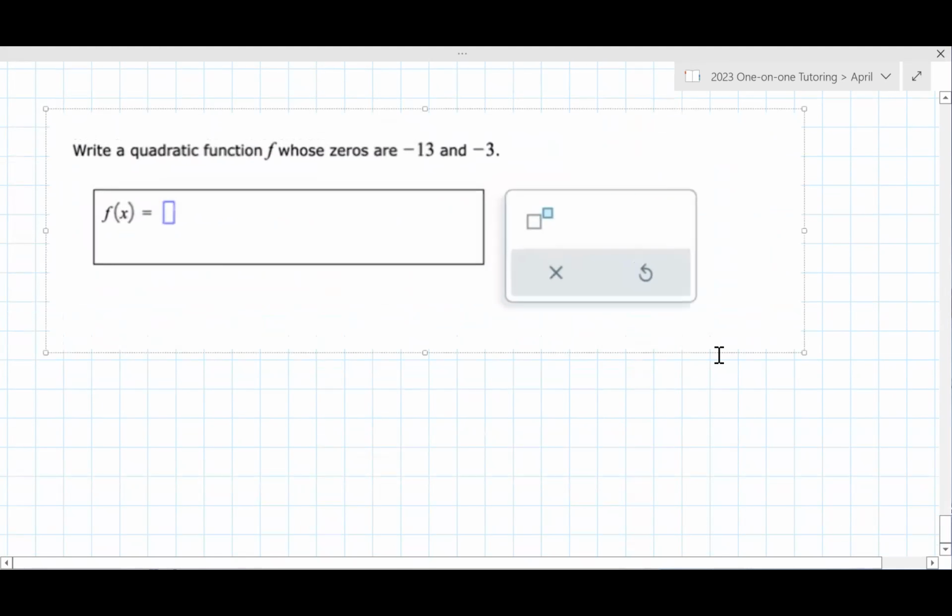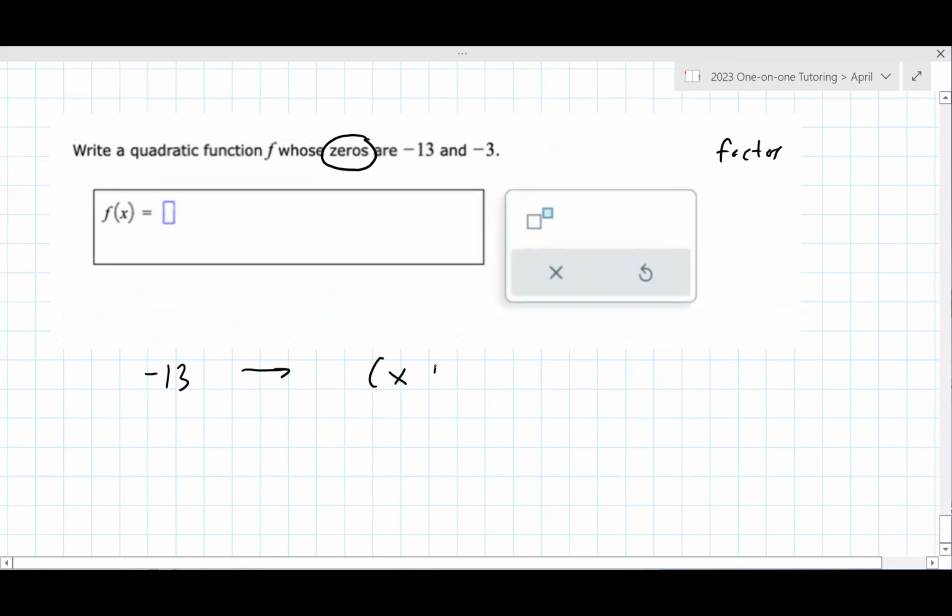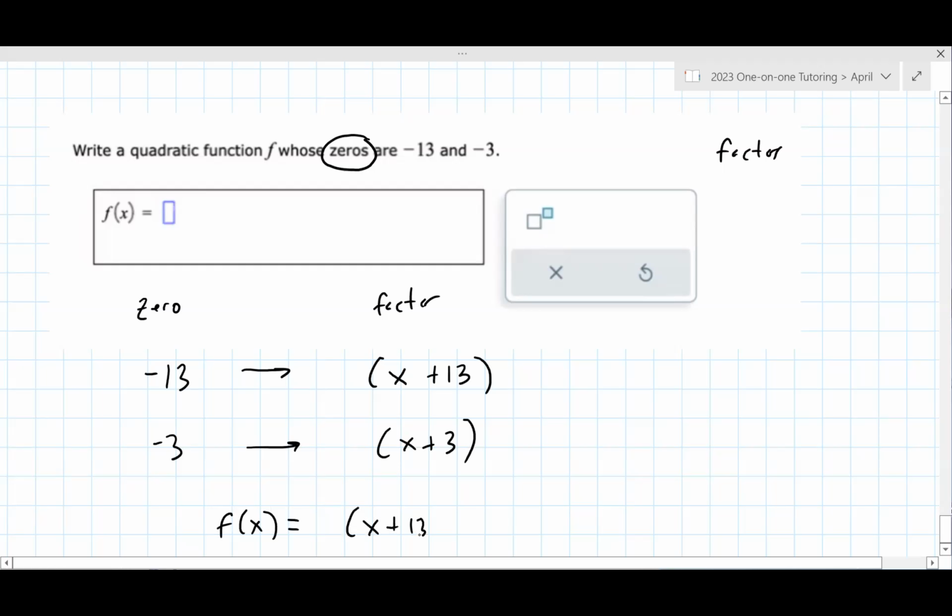All right, so here's a little bit of explanation. You have to be careful of the difference between zeros and what are called factors. So a zero of minus 13 corresponds to the factor of x plus 13. So this is the zero. This is the factor. Same thing for -3. This corresponds to x plus 3. So the function f of x here is the product of the factors x plus 13 times x plus 3. And you will have to FOIL this.